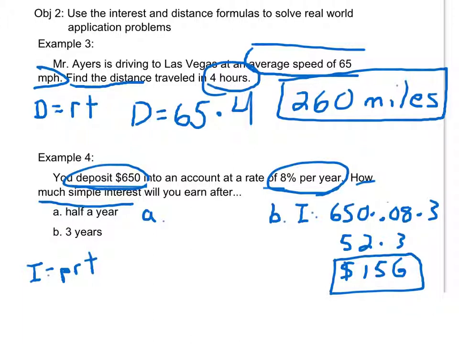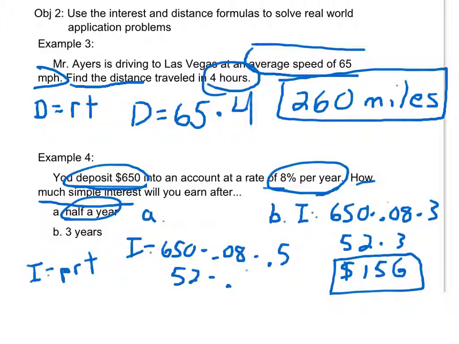Okay, now A. Let's go back to A right here, for half a year. Same numbers. We've got interest equals my principal, which is still $650, times my rate, times my time. Now my time is half a year. Okay, so we either need to put that in as 1/2 or 0.5. Either way. Well, I already did 650 times 0.08, so that was 52. Okay, times 0.5. 52 times 1/2, or half of 52, that's 26. So over half a year, I would get $26.